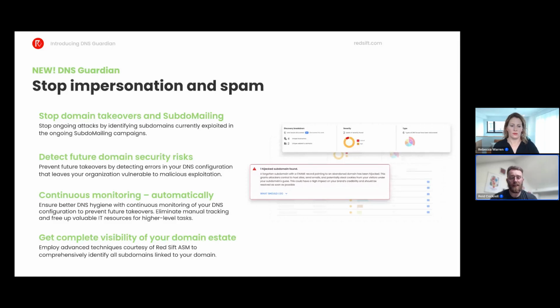And also, and I think this is super cool, it gives you complete visibility of your domain estate.